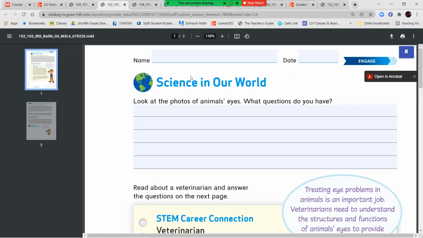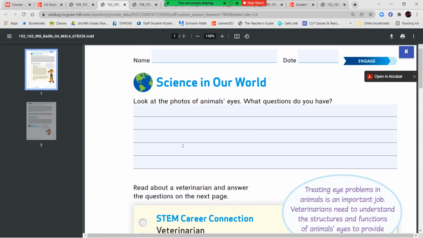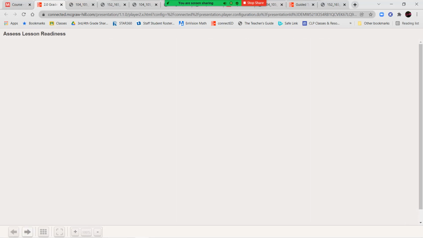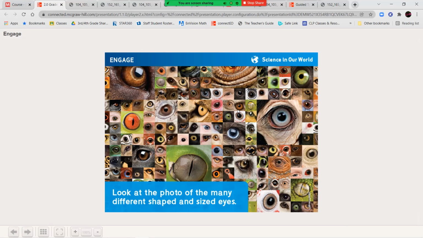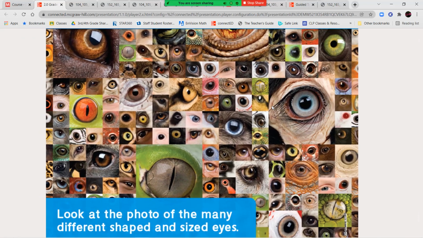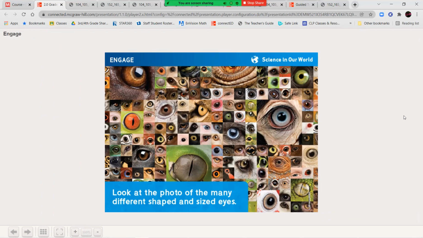Once you've completed that, we're going to go on to the next page, and we're going to take a look at the photo of animals' eyes, and we're going to write down what questions you guys have. So let's go ahead and take a look at that picture together. So this is our photo of different kinds of eyes. You can pause the video if you like so that you're able to stop and take a good look at it and write down any questions that you have.